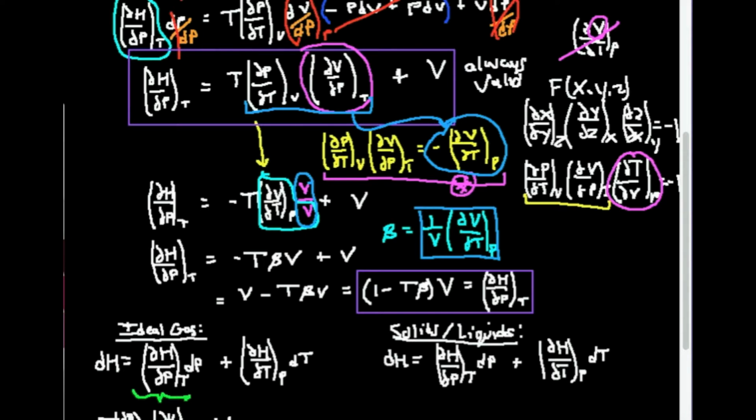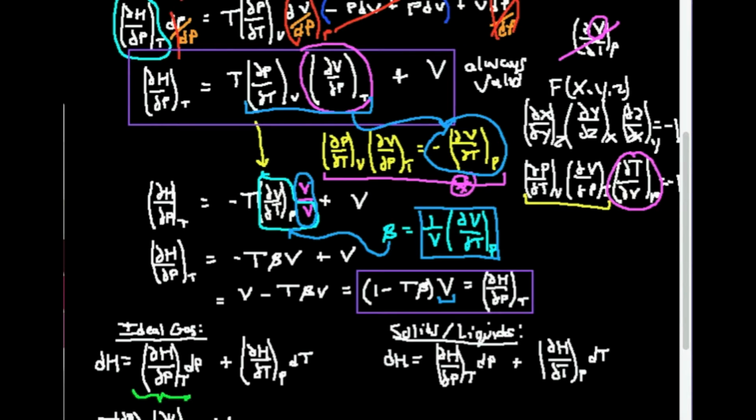So basically, anywhere I see 1 over V times the partial of V with respect to T at constant P, which I've circled in light blue, I'm just going to take this beta and substitute it in for that. So I'm going to keep the negative sign, the T, and this V in the numerator, and I get that this derivative is equal to negative T beta V plus V. Then I can rearrange it to put the minus sign last: V minus T beta V. I can factor out the V, and then I get 1 minus T beta times V is equal to the variation of enthalpy with pressure at constant temperature.